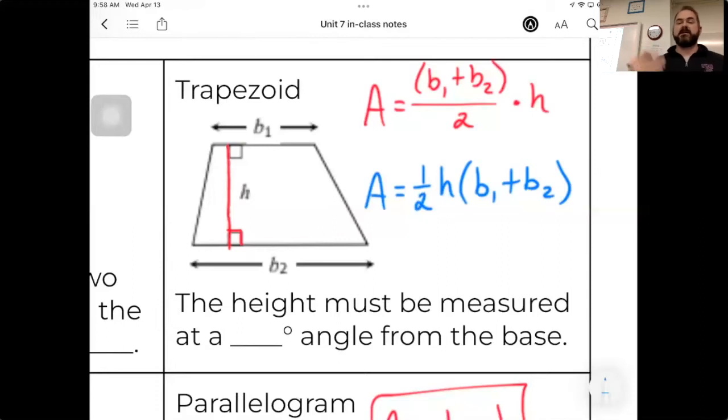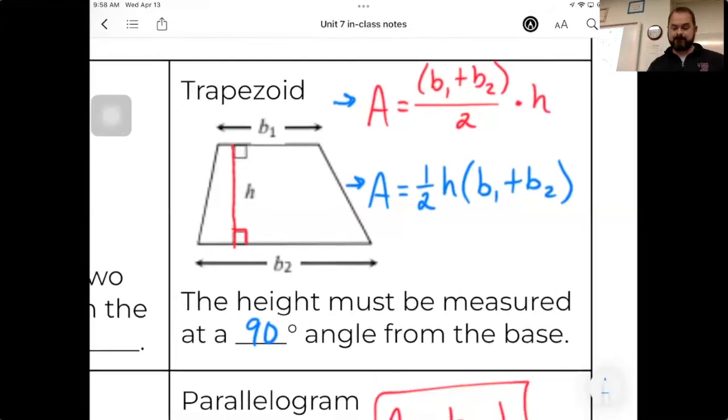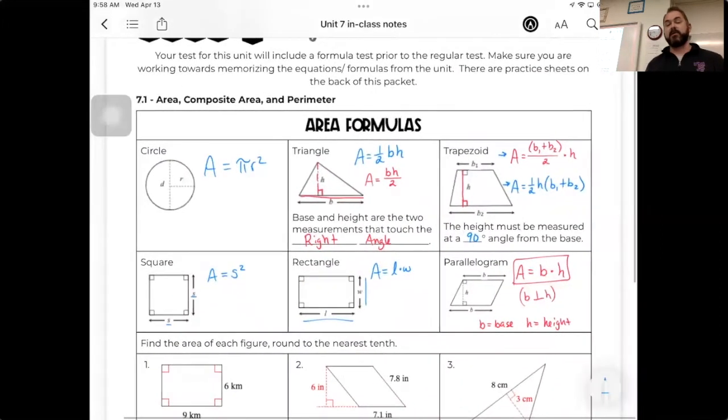And you can memorize either one of these formulas, and that's fine. A lot of times I will use this top formula in my calculations, even though I memorize this one. But again, the important thing to remember about this one is that the height must be measured at a 90-degree angle from the bases. Okay, we always have that right angle to one of the bases, making that the height. So those are your area formulas for these simple shapes.